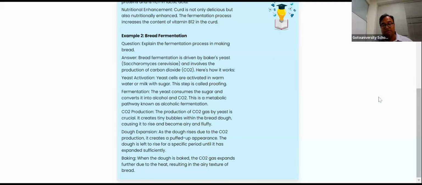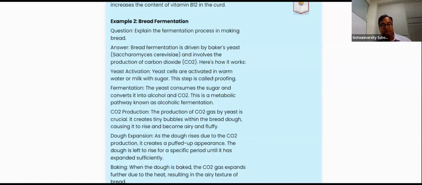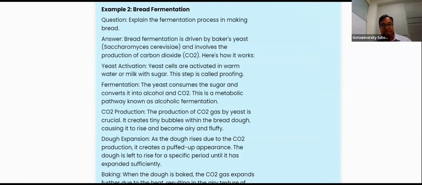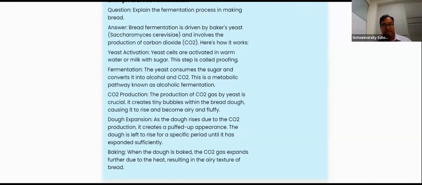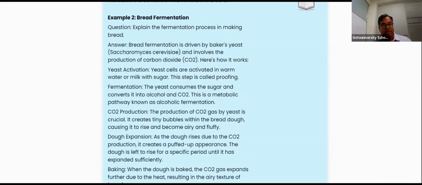In the bread formation, basically, how is the bread formed? In the case of bread, you know very well, the carbon dioxide production in the bread is mainly because of the Saccharomyces cerevisiae. The yeast Saccharomyces cerevisiae is also used for ethanol production. You know very well the ethanol of different quality.